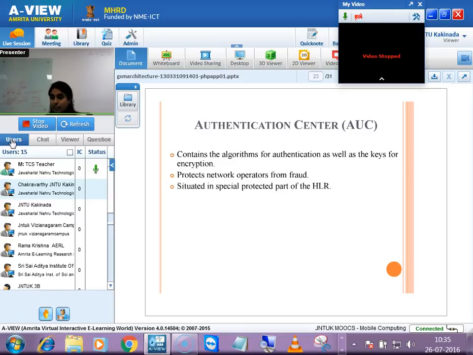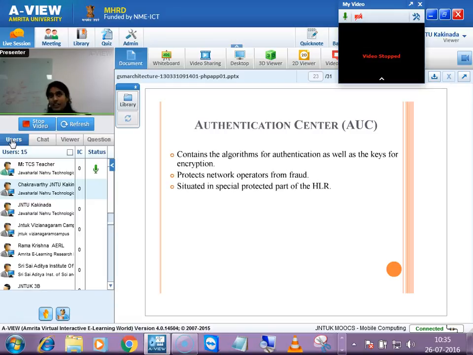In order to have something encrypted, there should be some key, right? With the help of that key only, you'll be encrypting your data. So those keys will be present in the authentication center. It also protects, because of this encryption, someone can't eavesdrop. Someone can't peep into your network, and security will be high.